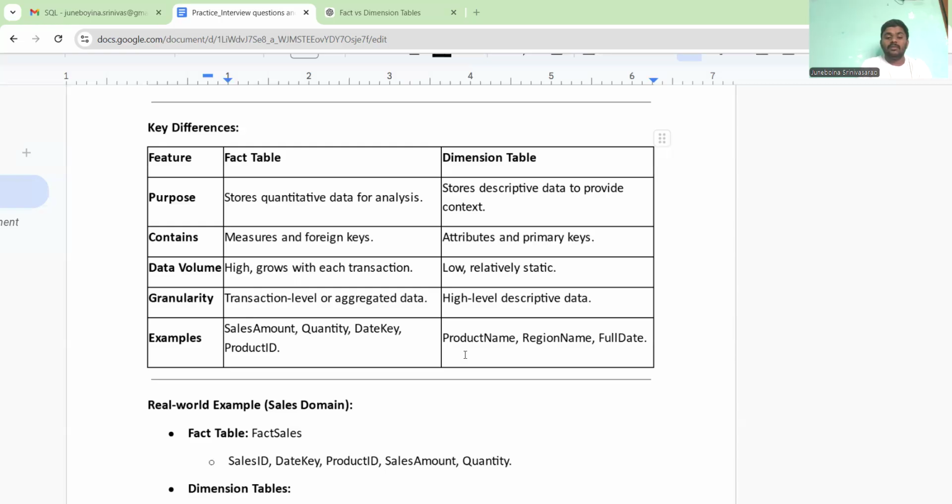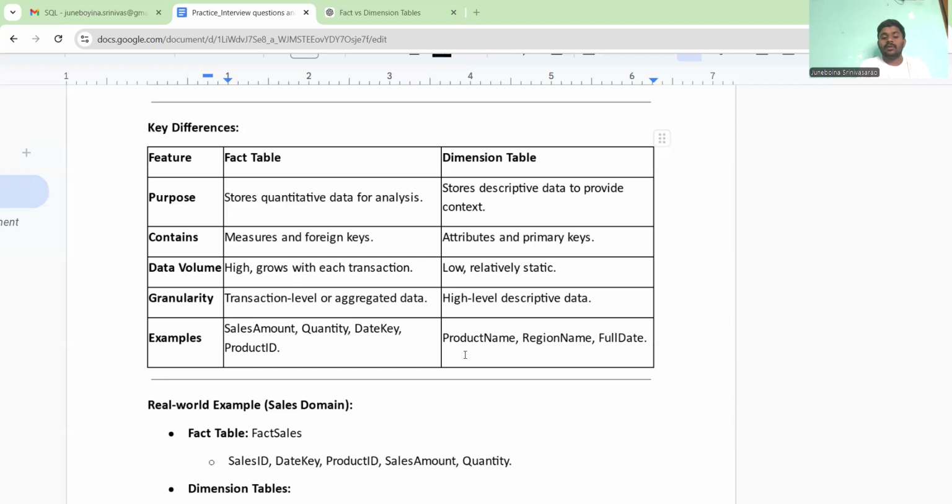So the data presented in the fact table is transaction level or aggregated data. Dimension table contains high level descriptive data. Examples of fact table are sales amount, quantity, date key, product ID. These are all the columns presented in the fact table. Product name, region name, food date. These are the columns presented in the dimension tables.